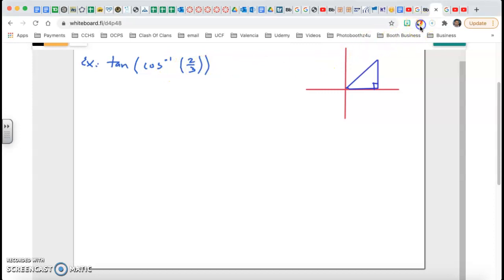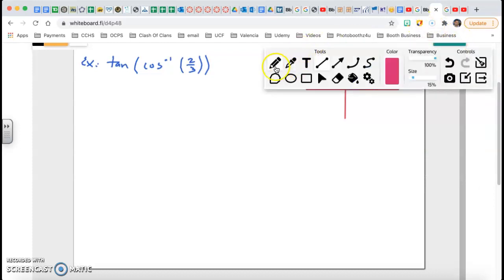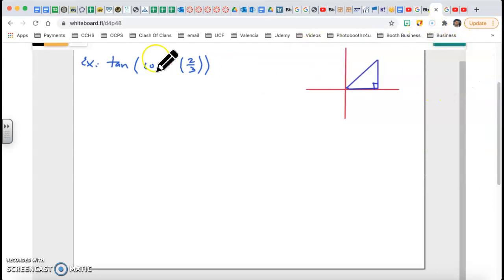So every time I have the inverse function, what I'm looking for is an angle. So cosine inverse of 2/3, here my answer to all this is an angle. So let me call that angle theta. Okay, my answer to this is an angle theta. So that's how I'm going to start. I'm going to say that theta is cosine inverse of 2/3, because this is going to be an angle.